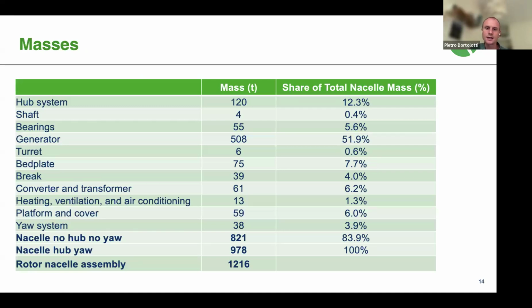Some of the masses of the whole drivetrain: the hub system, including the pitch system, is at 120 tons. Then the bearings at 55 tons, the generator 508 tons. These are huge components, as you can imagine, and this will actually challenge the technical economic feasibility of this turbine. The total mass of the nacelle, when we exclude the hub and the yaw, is 121 tons. When we include the hub and the yaw, it's 978. And the full rotor nacelle assembly is at 1,200 tons.